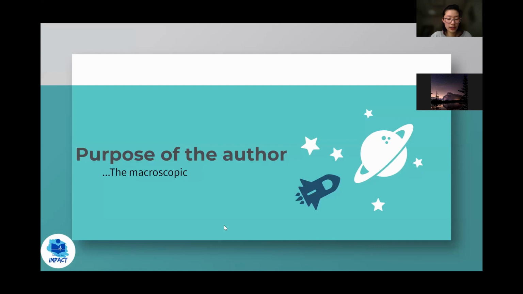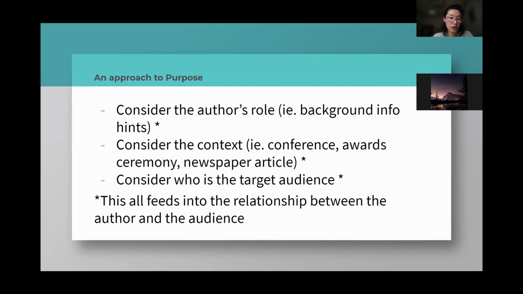All right, so that was the PLT side of things. And now we're talking about the broader level of analysis, the macroscopic. So we're talking about the purpose of the author at the level of the relationship of the author with the reader. So here's an approach to thinking about purpose, because it's often quite subtle, and we have to really look for hints to help us to figure out what is the author's purpose.